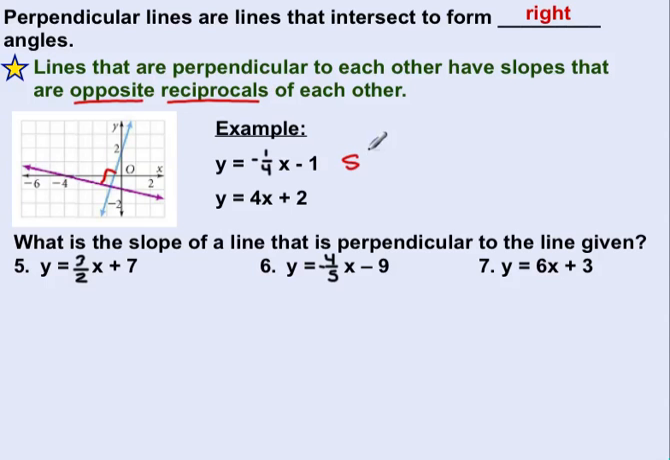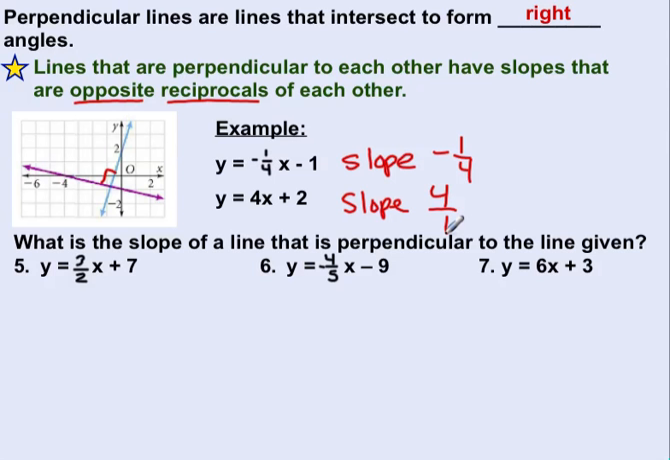The first equation has a slope of negative 1/4. The second equation has a slope of 4, or 4 over 1. When you think about reciprocal, that's the flip-flop. And the opposite means one has to be negative, one has to be positive. Let's try out some of the example problems.